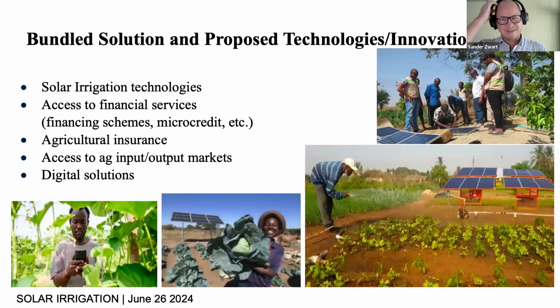So let's have a look at the solutions. This is not new. It's also not very specific, maybe as specific as the others have presented. So our goal in this bundle would be to have solar irrigation solutions. We know that solar irrigation has become cheaper and cheaper in the last years, and it's even becoming less expensive with the cost of the solar panels going down, but also the pumps.